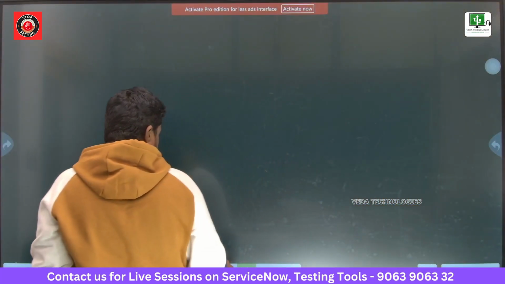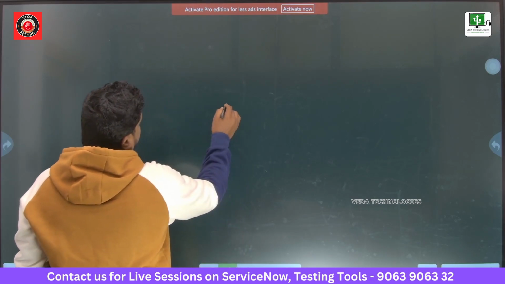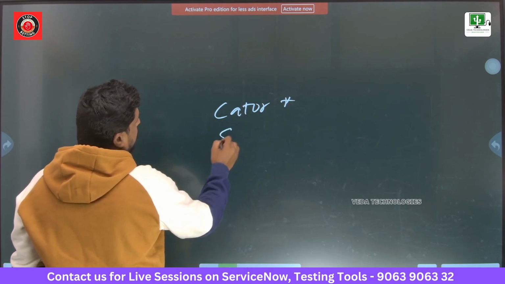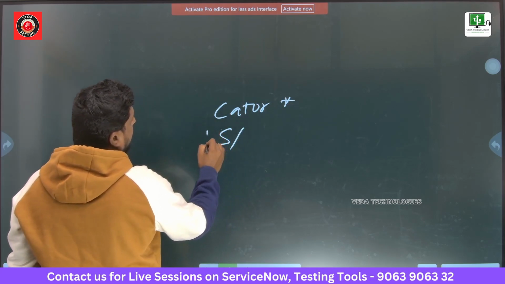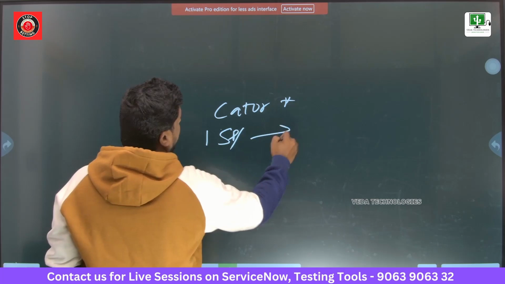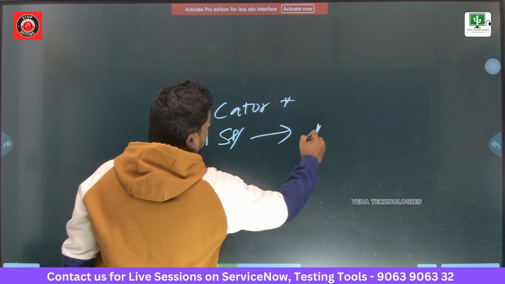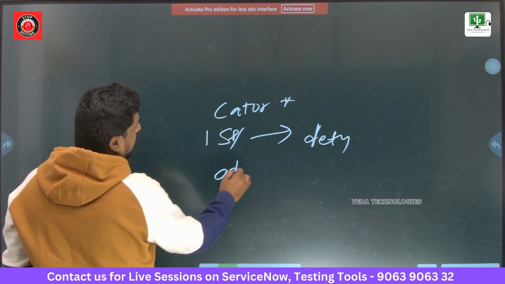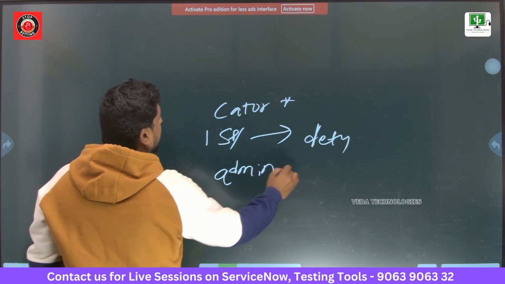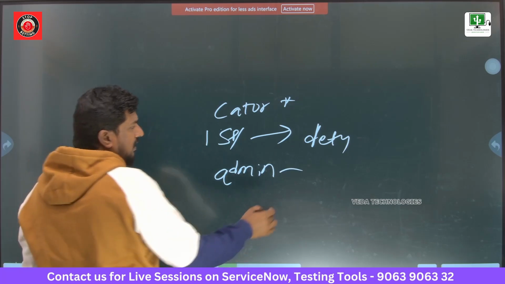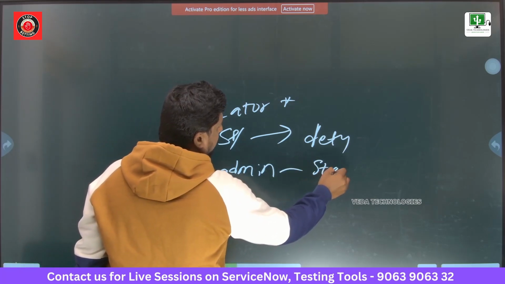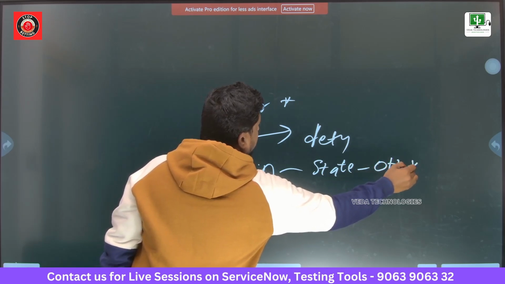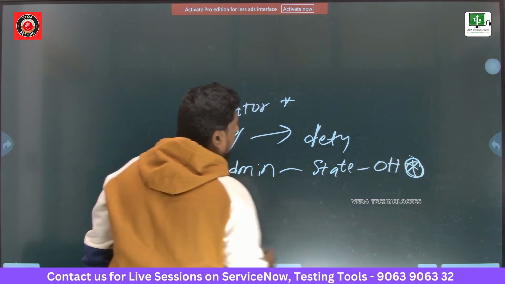Try to understand again. Category mandatory. Description or short description should be assigned with some default value. And for admin, inside the state value, on hold shouldn't be visible. That is the requirement.